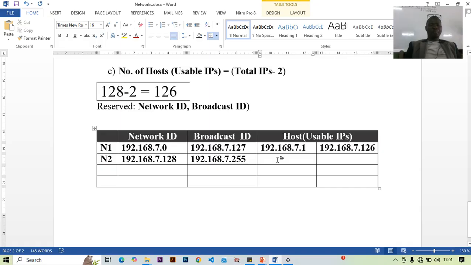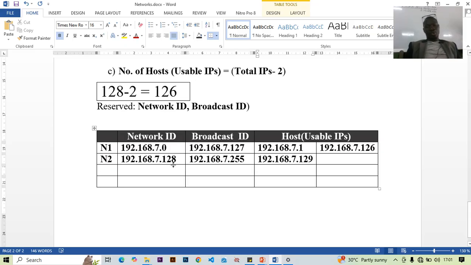So in network 2, we shall again copy that, and since the network ID is 128, the first IP address to be given to our client will be 129, because 128 you go to 129, and then the last one will basically be 254, because we can't exceed 255. So in network 1, these are the network ID, broadcast ID, and the usable IP addresses, and in network 2, we have this. So these ones we give to our clients for use.